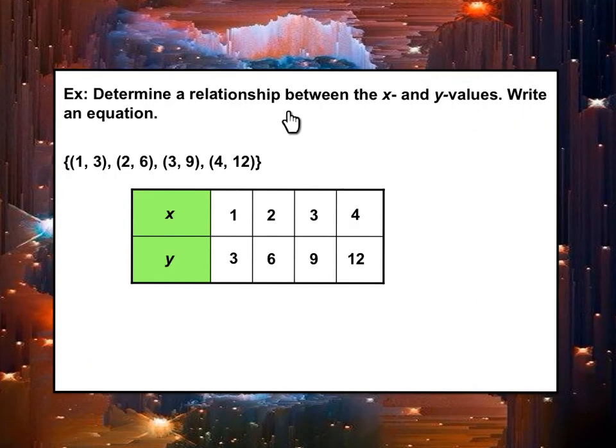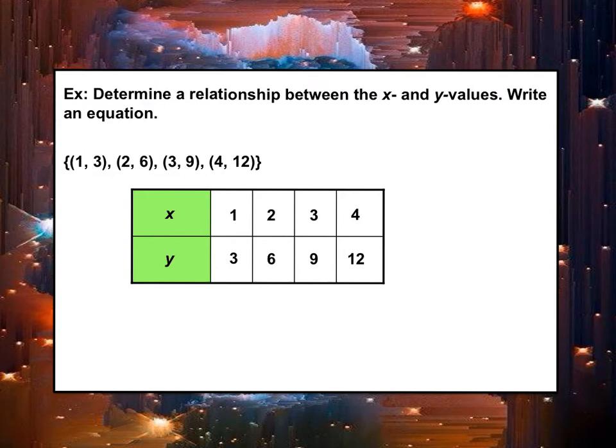Let's determine a relationship between the X and Y values, and we're going to write an equation. So we're first given a relation here. A relation is a set of points, and all of these points can be found when you plot them on a grid, on a coordinate axis, excuse me. And so we took this relation, which is a set of points, and we created a table. All the X values went in for X, and the corresponding Y values went in for Y on the table. And now we can try to figure out what is happening to X to get Y.